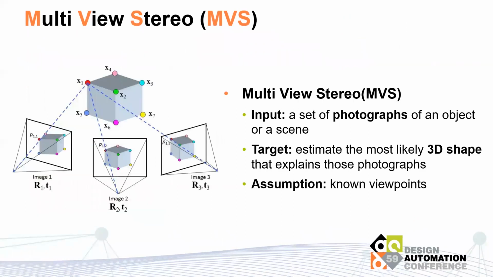Multi-view stereo, MVS, defines the problem that given a set of photographs of an object or a scene, estimate the most likely 3D shape that explains those photographs under the assumption of known viewpoints.